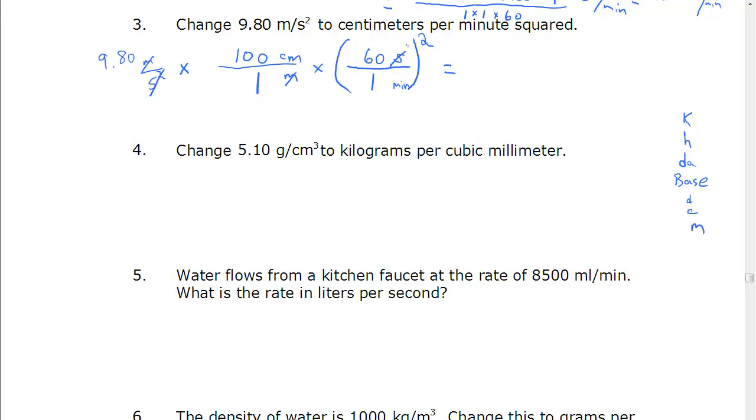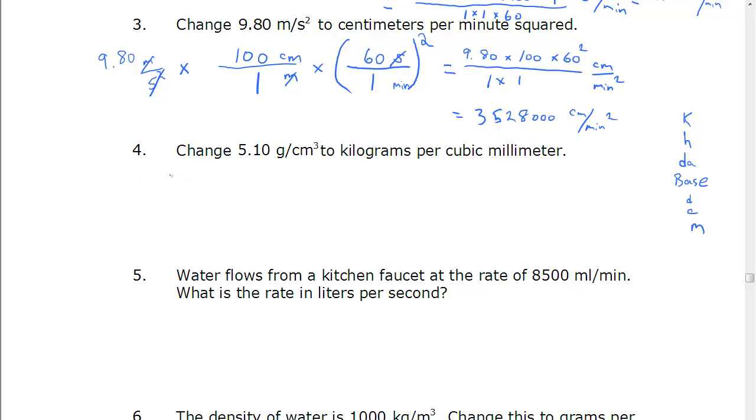So we're going to multiply up top. That's 9.80 multiplied by 100 multiplied by 60 squared, all over 1 times 1, and the units are centimeters left up top and minutes squared on the bottom. So if we multiply that out, we get 3,528,000 centimeters per minute squared.